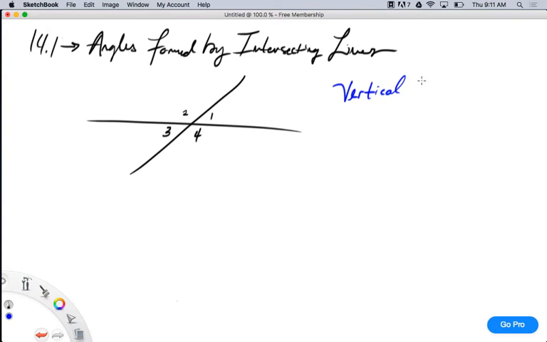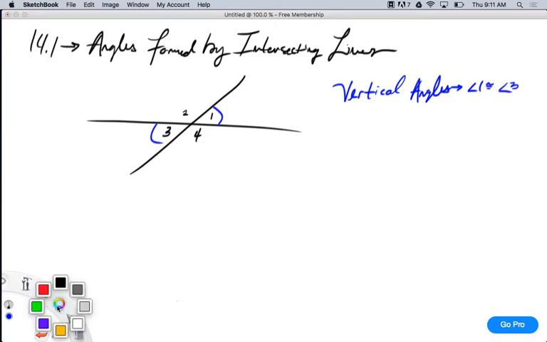Jordan, give me an example of a pair of vertical angles. So 1 and 3 would be, or 2 and 4? 1 and 3 or 2 and 4, good. And Jake, angle 1 and angle 3, what are they? Are they supplementary or congruent? Good. Vertical angles are congruent, so angle 1 is congruent to angle 3.